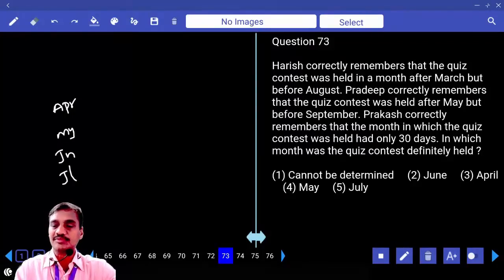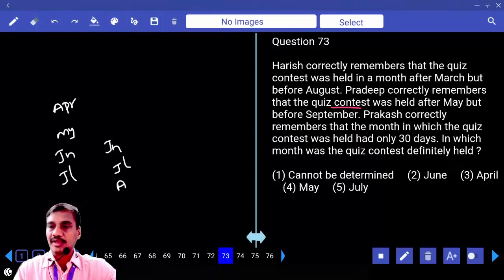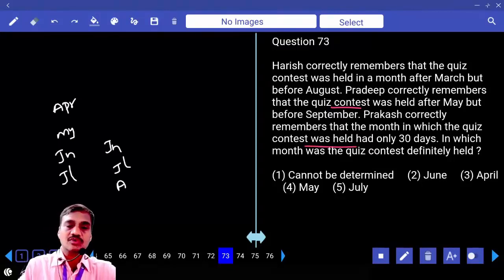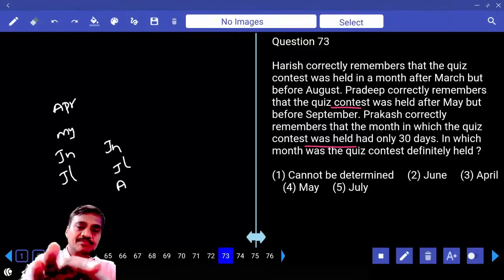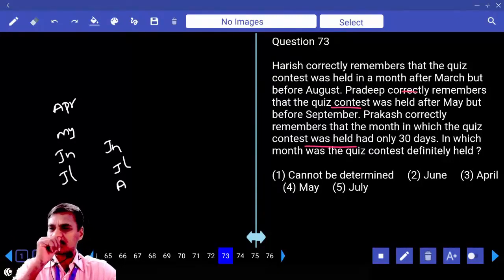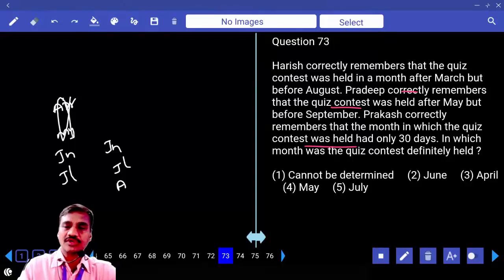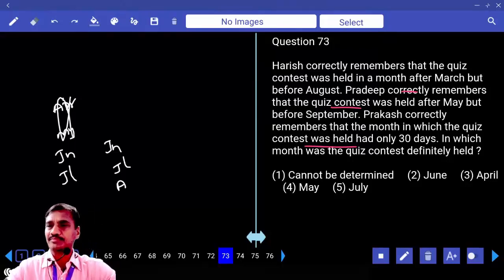And Pradeep correctly remembered that the quiz contest was held after May but before September. After May, before September. And it could be June, July, August. And Prakash correctly remembered that the month in which the quiz contest was held had only 30 days. Only 30 days, if you observe here. Sorry, Pradeep correctly remembered that the quiz contest was held after May, that means June and so on.